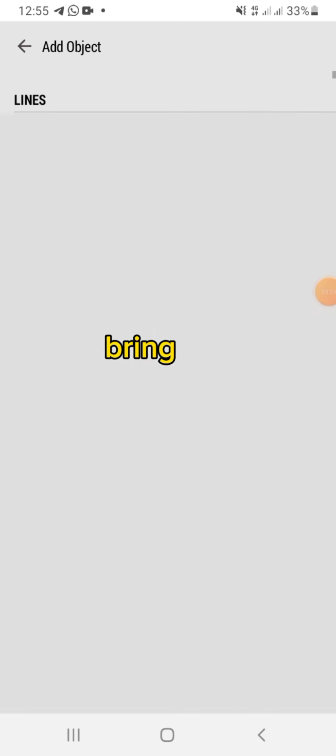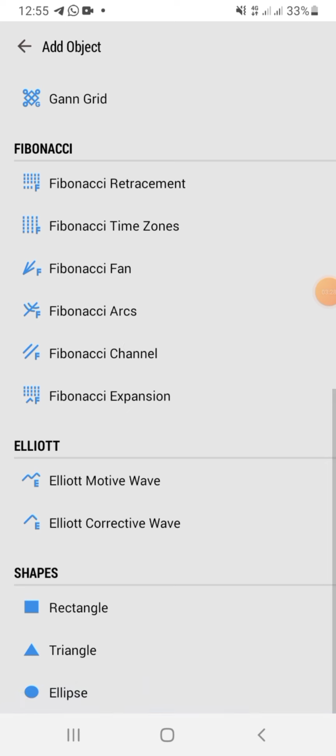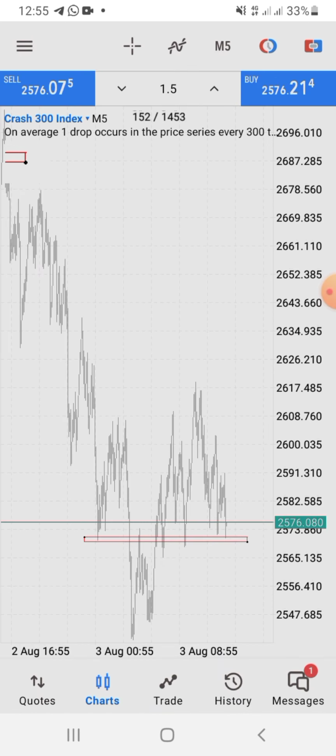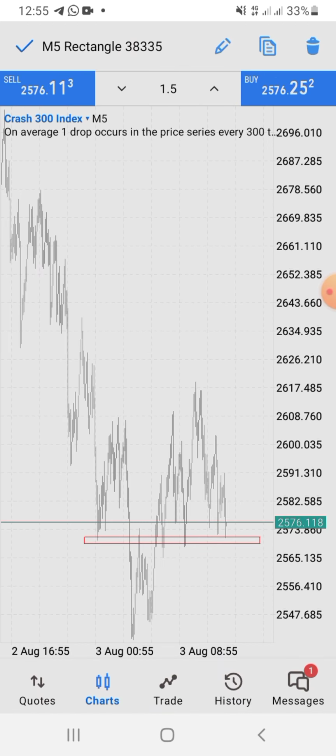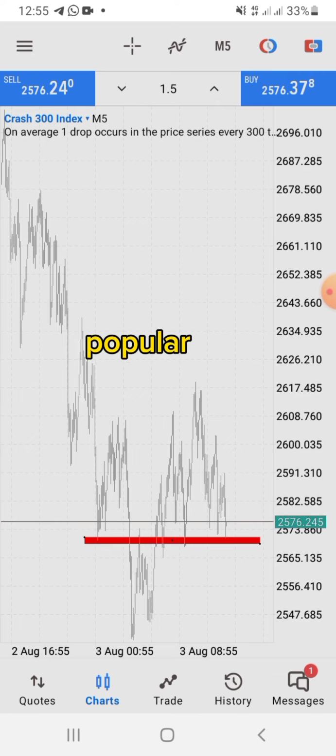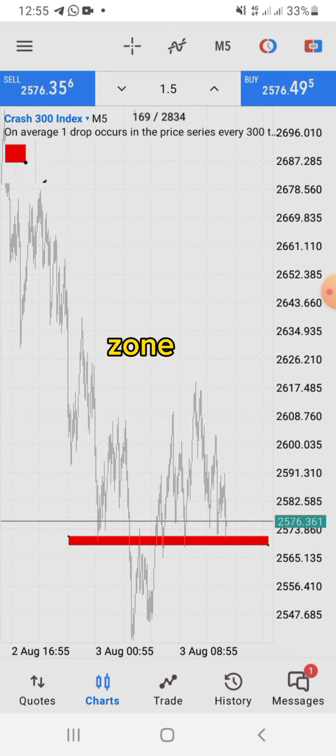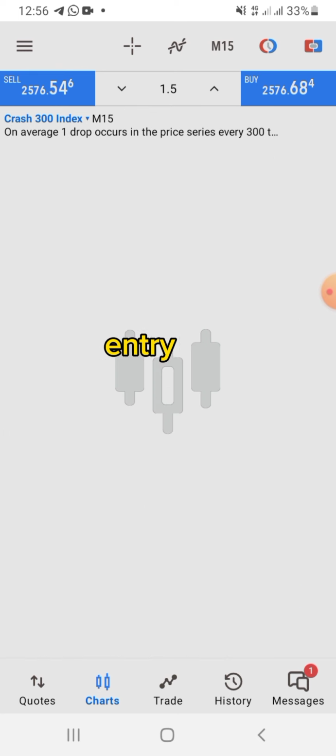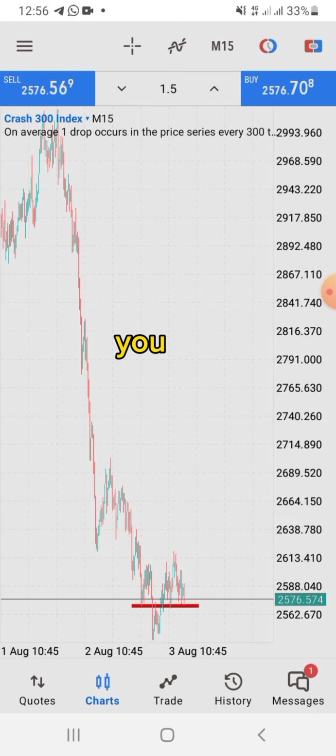Now let me bring out a box, a rectangle. You see this particular place? Let me put a color on that and fill it. Now you see this particular zone that I just marked here. This is a zone on a lower time frame, guys. So one can actually enter a trade here in case the market does not go down to that other entry that we're talking about, so you do not miss it.